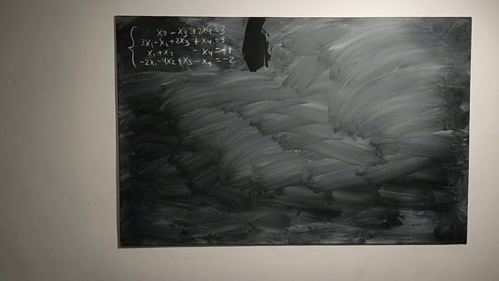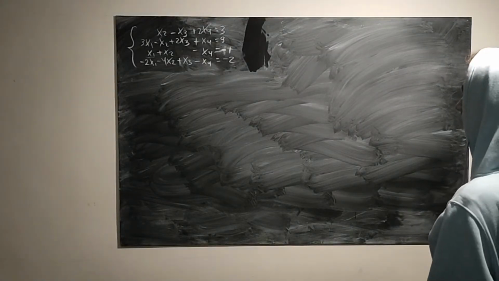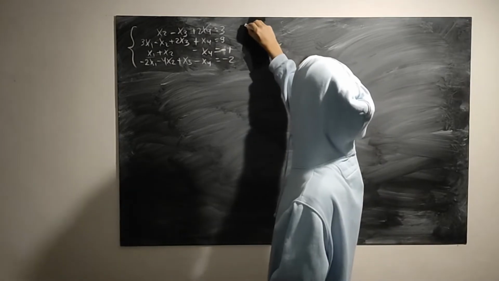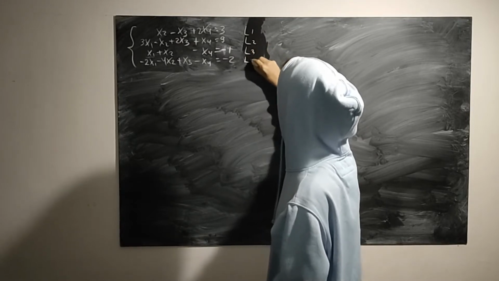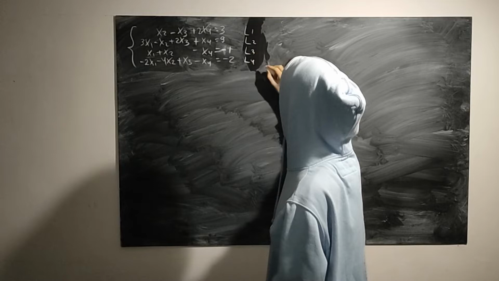Unlike the previous system of linear equations, here we already have 4 equations and 4 variables. x2 minus x3 plus 2x4 equals 3, 3x1 minus x2 plus 2x3 plus x4 equals 9, x1 plus x2 minus x4 equals negative 1, and finally minus 2x1 minus 4x2 plus x3 minus x4 equals negative 2. And the task is the same as previously, to find the variables. Let me rename each equation with letters L1, L2, L3 and L4. As I said in the previous video, L1 corresponds to equation 1, L2 corresponds to equation 2 and so on.